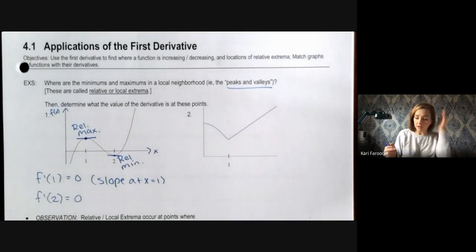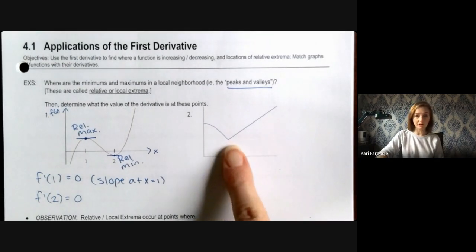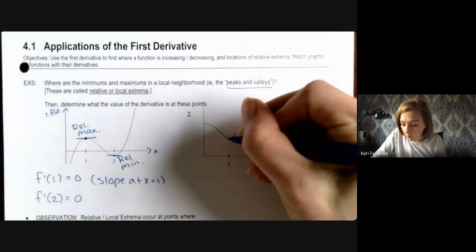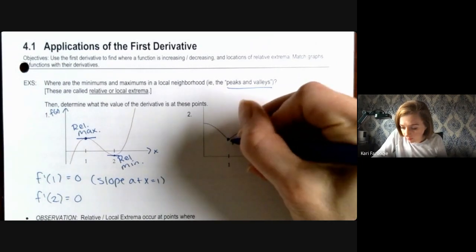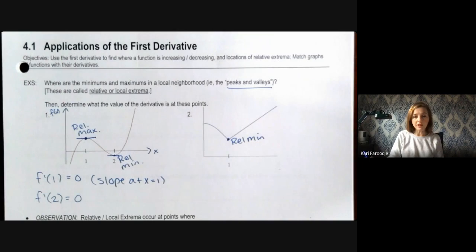The other thing that you might see when we're talking about peaks and valleys is this situation that you see in example 2, where you have this sharp point on the graph. Now, it still represents a relative minimum. The problem is that the derivative doesn't exist at sharp points. So we talked about that in the previous chapter. A function is not differentiable whenever there's a sharp point.